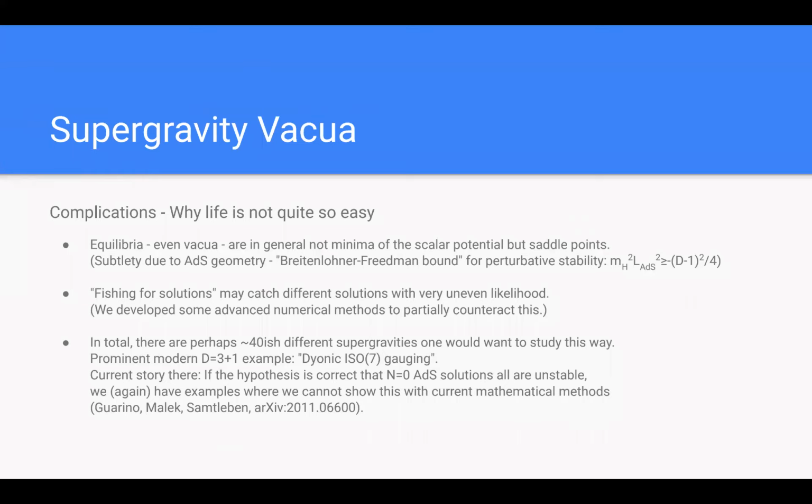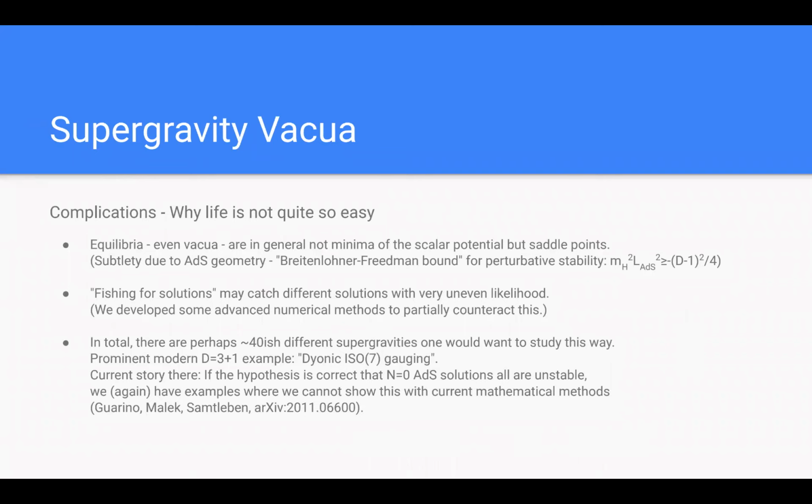Now, if we just start from random points on the scalar manifold and fish for solutions by optimizing with these starting points, we might catch different solutions with very, very uneven likelihood. And we did develop some advanced numerical methods to partially counteract this. So in total, there are perhaps about, I would say, something like 40 different supergravities one would want to study that way. And another prominent modern example in 4 dimensions is the so-called dyonic ISO(7) gauging, which one can get from massive Romans IIA in 10 dimensions by compactifying that.